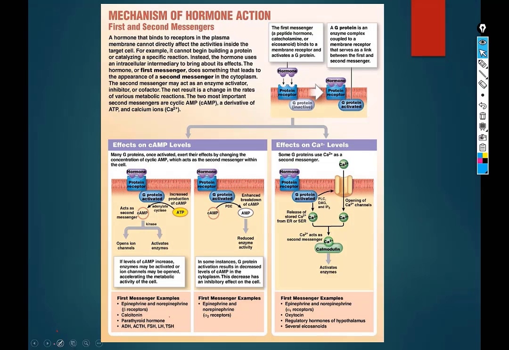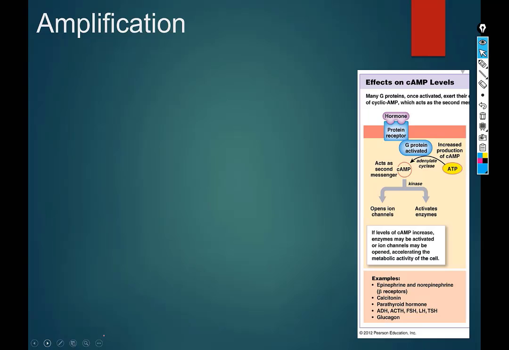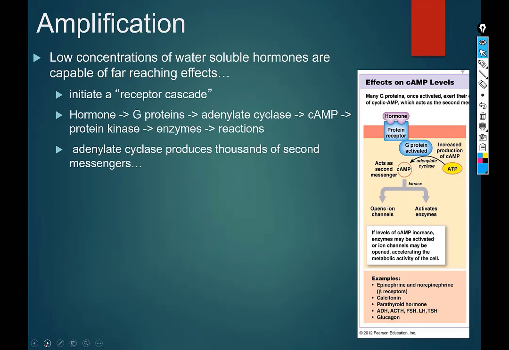So let's discuss that now. So here we have amplification. So low concentrations, meaning the number of parts per million or even parts per billion in the blood of water-soluble hormones, even very small concentrations of those are capable of very large effect sizes because the signal is amplified when it gets to the cell. And that's because one activated G protein can generate thousands and thousands and thousands of cyclic AMP. So you suddenly have cyclic AMP levels in the cell.